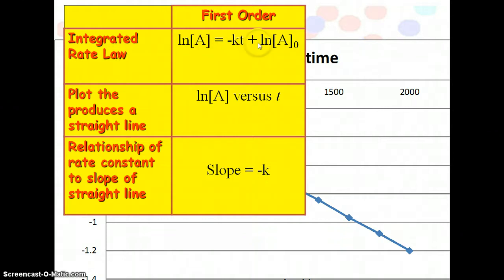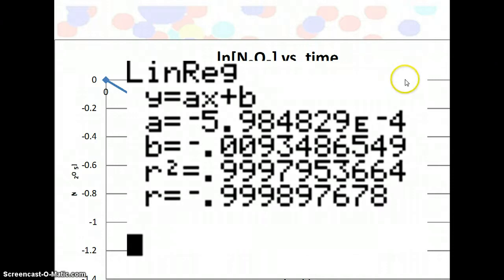So up here in this form, it is y equals mx plus b form, with the negative k being our slope. So if we wanted to find the slope of this line, we just need to look at our regression analysis. Here we see in our regression analysis that a is negative 5.98 times 10 to the negative 4th. We also know that the slope is negative k. So if we take the positive of this, that'll be our k. So our k is 5.98 times 10 to the negative 4th for the natural log versus time graph.